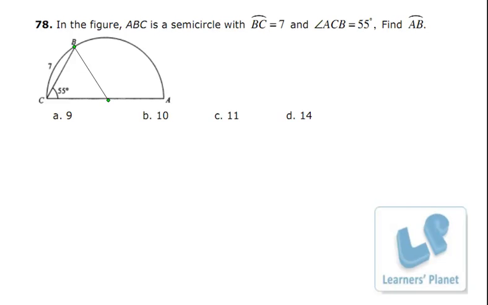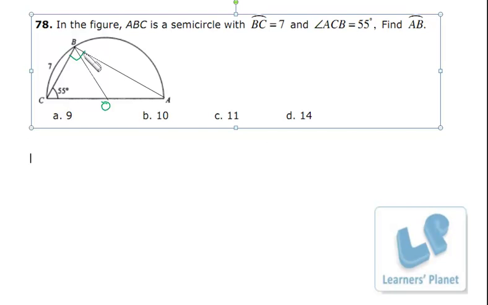Okay, and the second thing I do is I join A and B, right? And I assume the center of the circle to be O. Now, AC is the diameter, that means angle CBA must be 90 degrees. If it is 90 degrees and this is 55 degrees, then this must be 90 minus 55, that is 35 degrees.